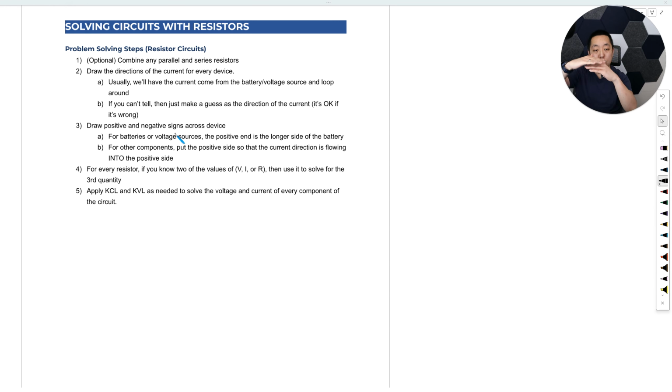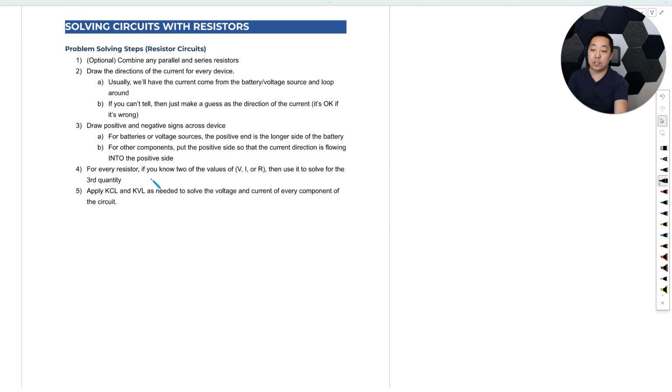For batteries, the longer edge is the positive side and the other side is the negative. And then for every resistor or capacitor or any other component, the current always goes from the positive terminal to the negative terminal. So what that means is you always put the positive side, annotating it on the circuit, in the direction the current is going into.